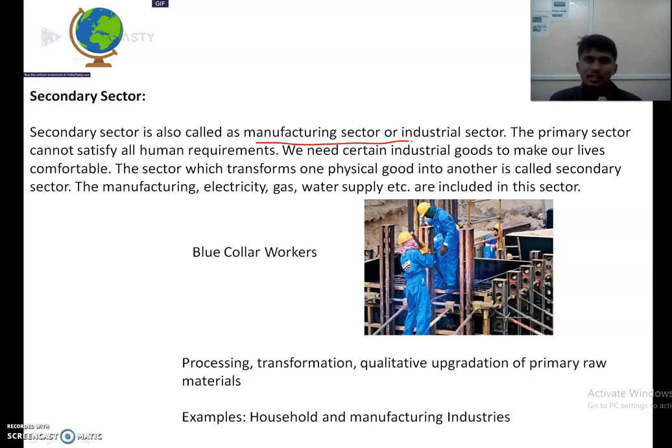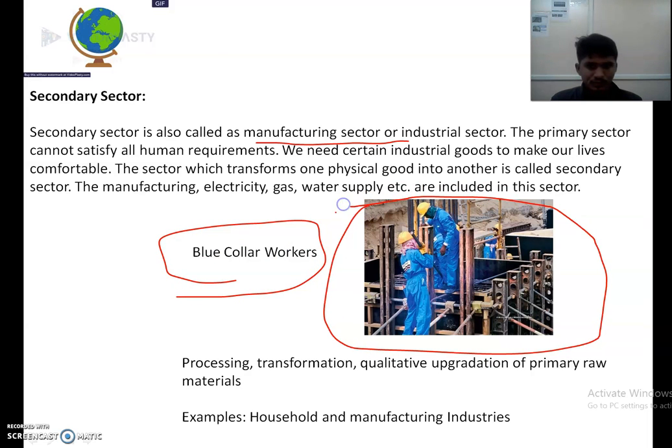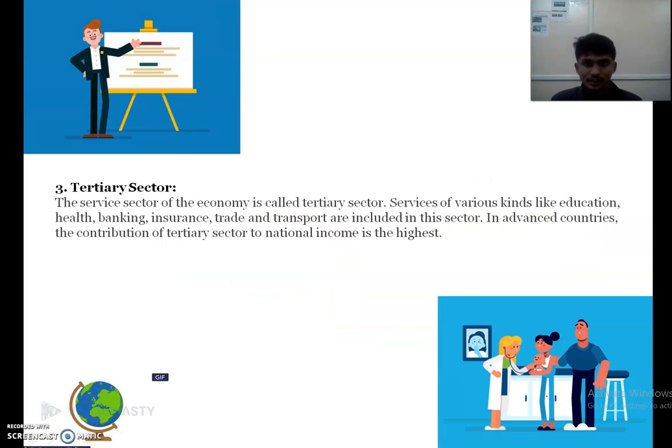Secondary activities therefore are concerned with manufacturing, processing and construction, meaning infrastructure industries. So, people engaged in secondary activity are called blue collar workers. Here you can see blue collar workers. Processing, transformation, qualitative upgradation of primary raw materials, for example household and manufacturing industries. Then the third is tertiary sector.